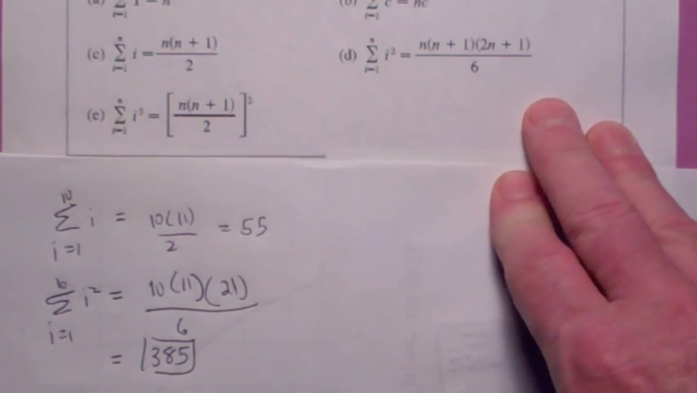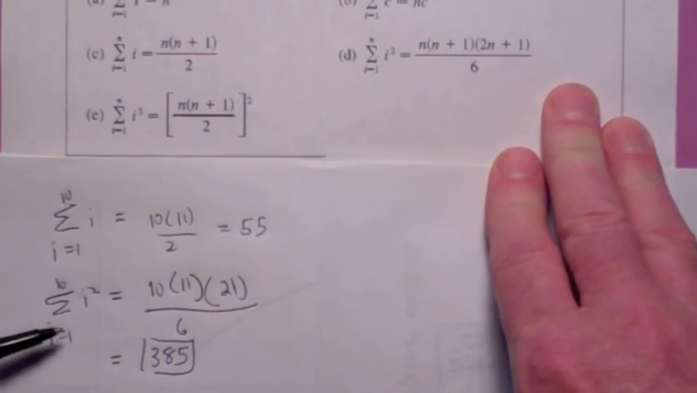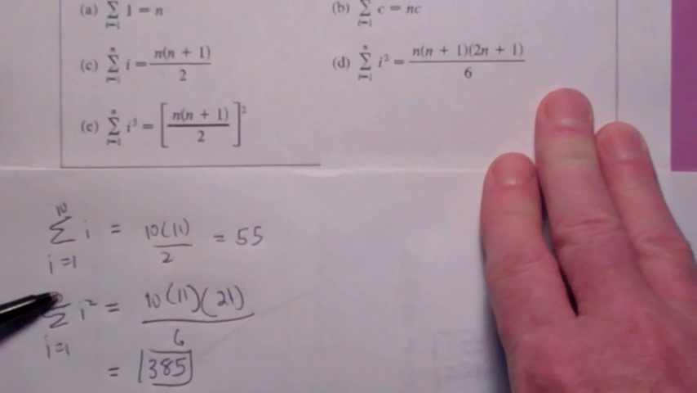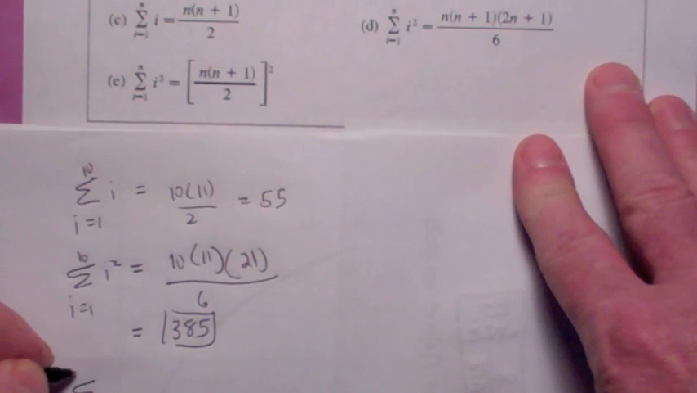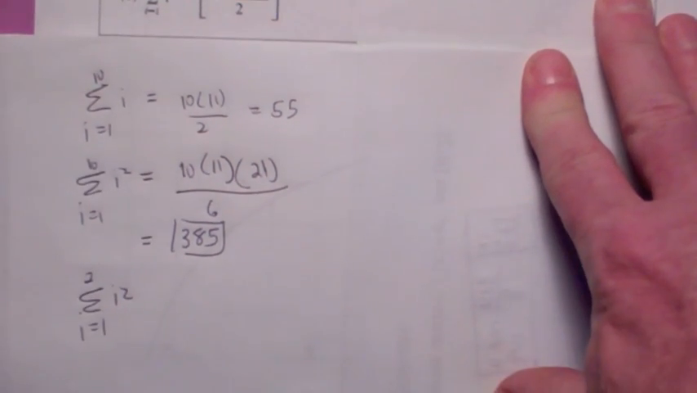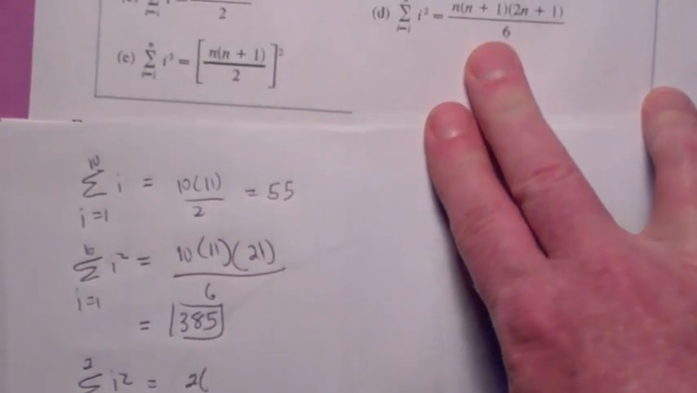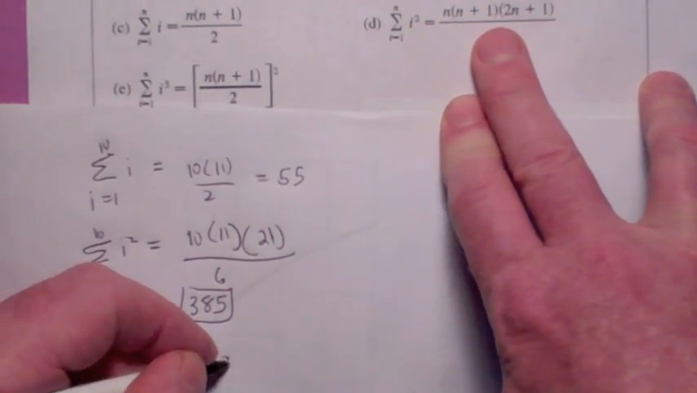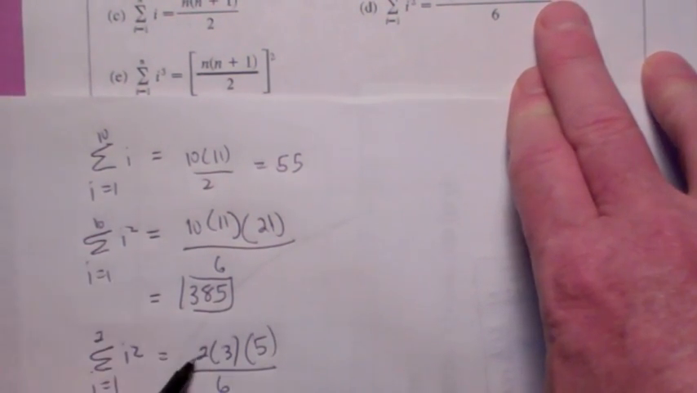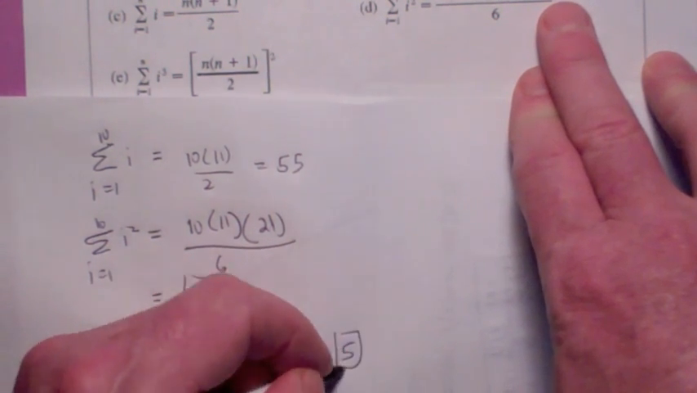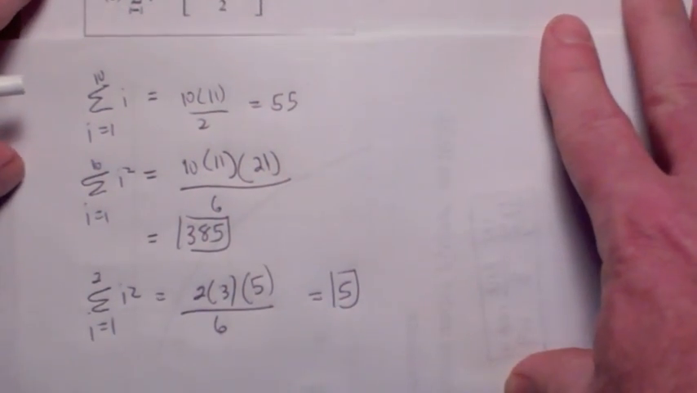I think this is kind of an interesting formula. What it says is no matter how many you add together, if you add the squares of integers up, it'll always be divisible by 6. I think that's kind of interesting. It even works when n equals 2. Look, when i equals 1 to 2 of i squared, the formula says it equals n, which is 2, times n plus 1, which is 3, times 2n plus 1, which would be 5, and divide by 6. So the 6's cancel, and you get 5. So I think that's cool.